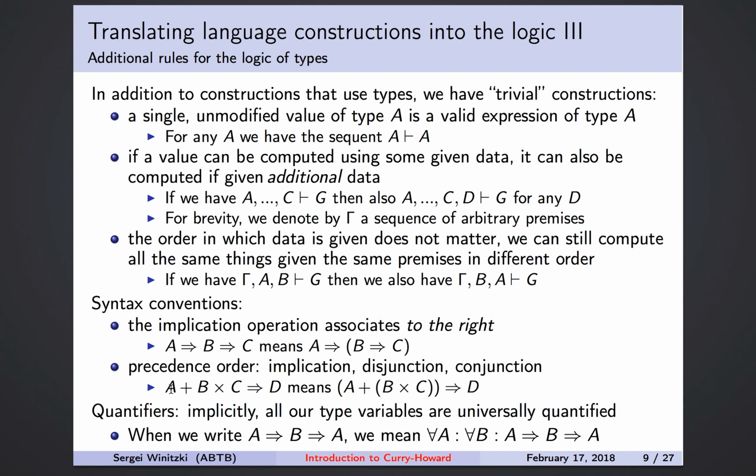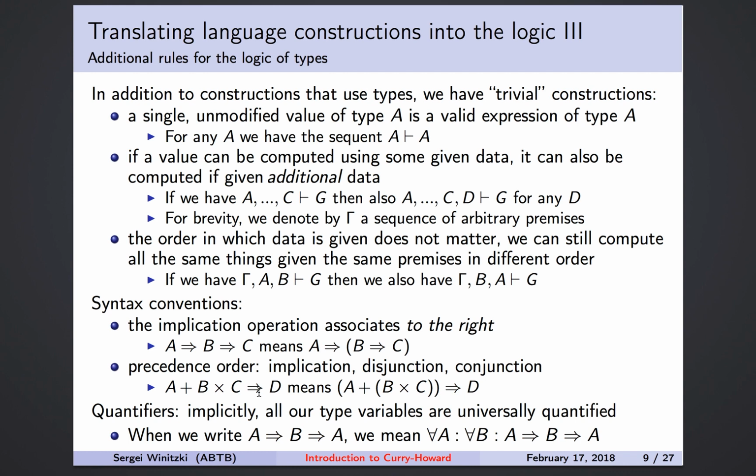Another syntactic convention I'm using is that I will write types like this. What I mean by this is that the conjunction has the highest precedence, then comes disjunction, and then comes implication. So I would put parentheses like this if I wanted to completely specify the order of operations, but for brevity I will just write it like this, which agrees with the ordinary rules of school algebra, where plus has lower precedence than multiplication.